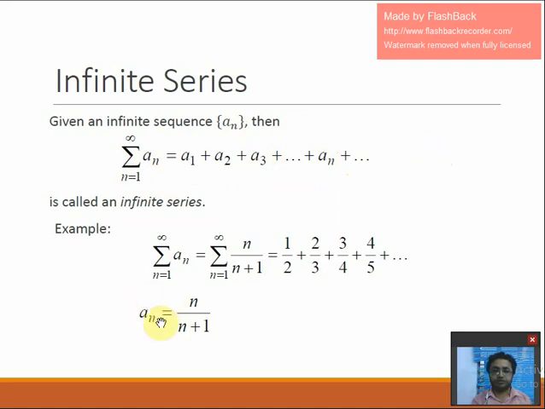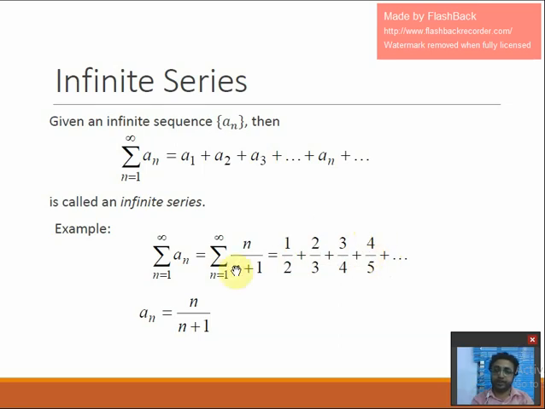Suppose we have the sequence a_n equal to n by n plus 1. Now we are summing up all these values, and this is called an infinite series. Now, in an infinite series, the question arises whether, as n tends to infinity, this sum has some finite value or not. So, whether some finite sum exists or not for this series, that is the main question here.